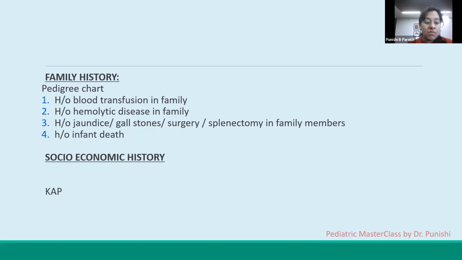So ask whether anybody in the family, a near family member or the slightly extended family, the first degree relatives, second degree relatives, have also undergone any surgeries in the past, and ask about history of infant death.